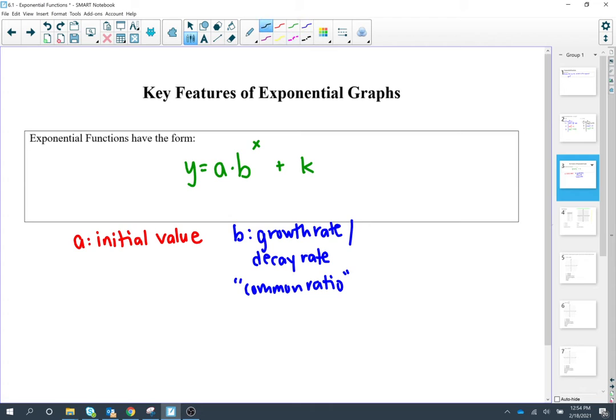And then your K value is your horizontal asymptote. And this is actually a number that your bacteria approach but never actually get to, which is most commonly 0, but we'll take a look at it on our next slide.